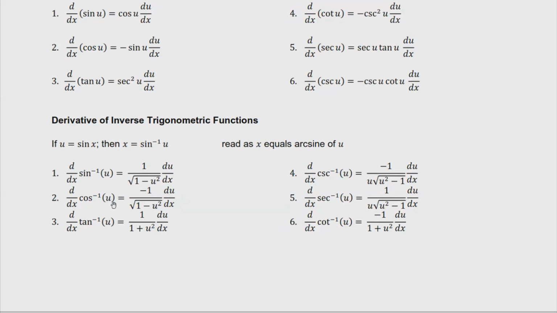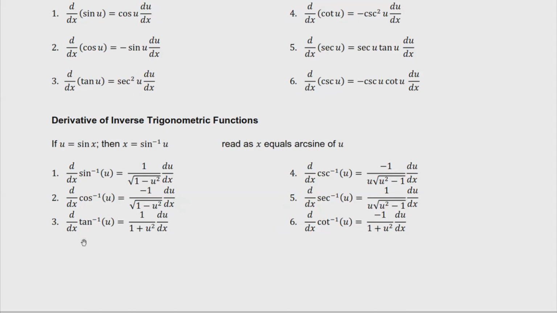And then the same way for our inverse cosine, it looks like the sine derivative, it's just that you have negative 1 at the numerator. So that's negative 1 divided by square root of 1 minus u squared. And then for the tangent, you differentiate this in a sense that you put 1 plus u squared at the denominator instead of having the square root of 1 minus something. So that's the tip for tangent.